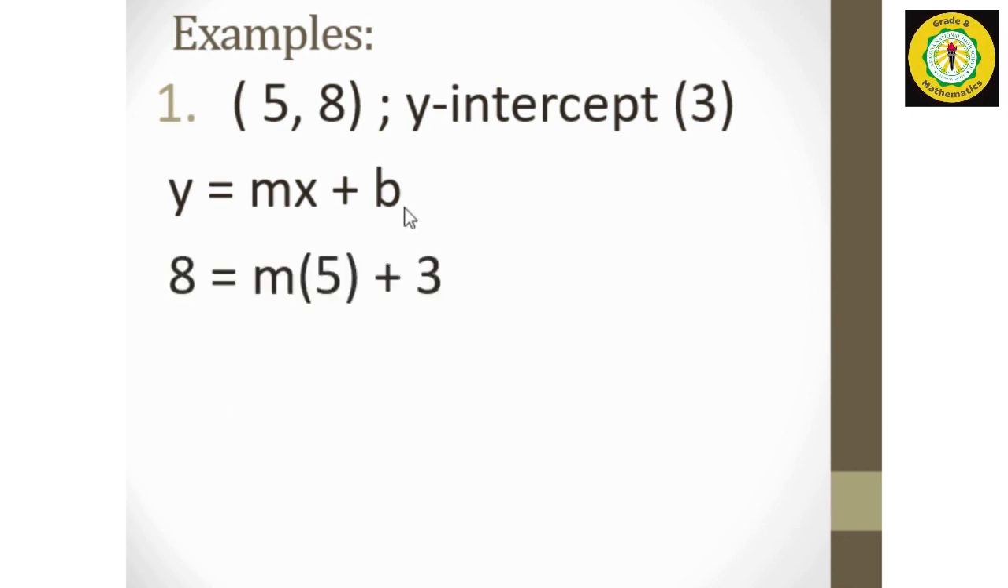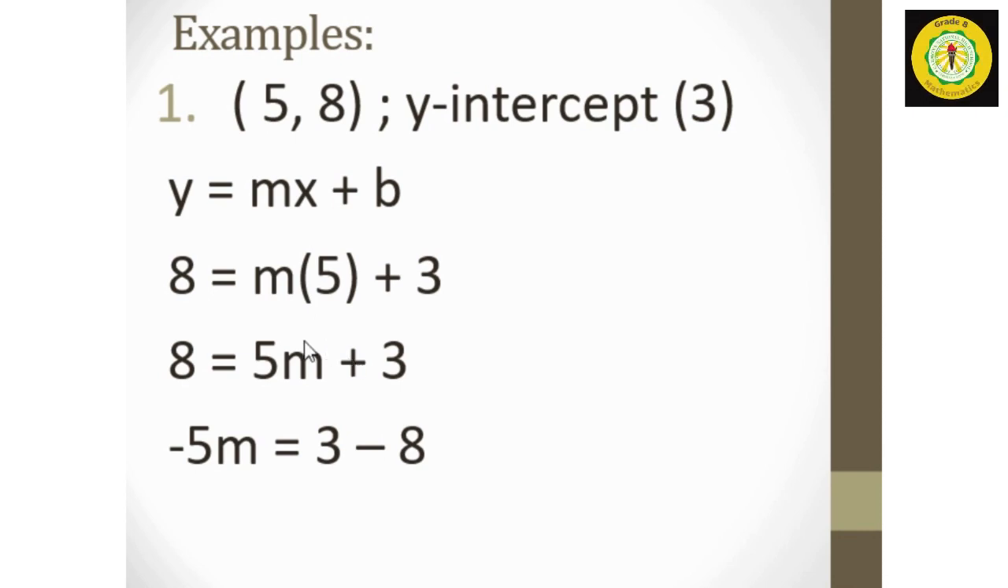So we need to substitute the given point and y-intercept into our formula. So y is 8, our x is 5, and b is 3. Next. So we have 8 equals 5m plus 3. Then we need to isolate m in the equation. So we need to transpose 5m to the left side and 8 to the right side.